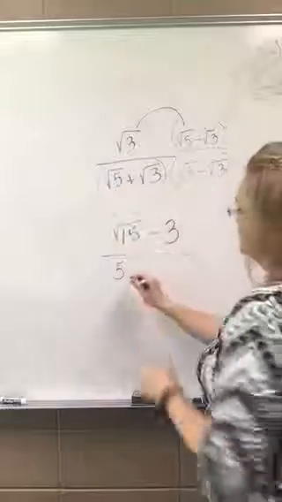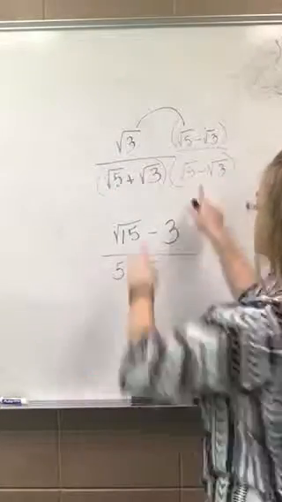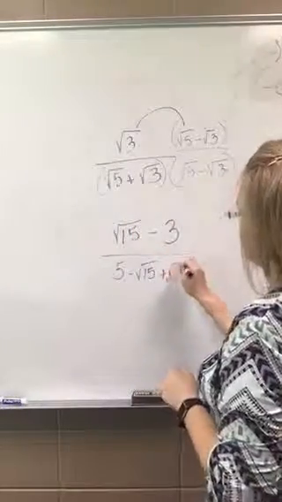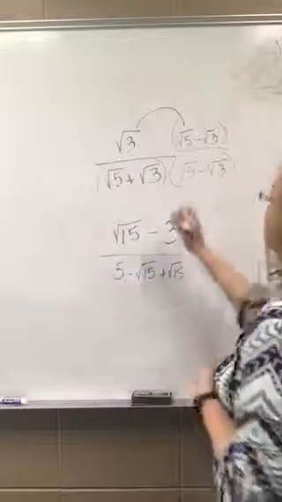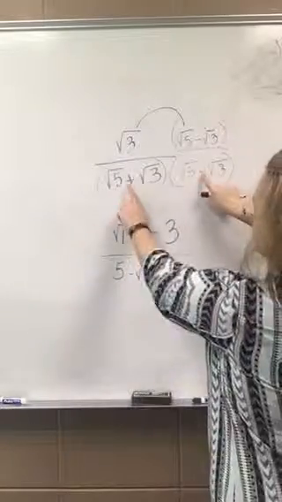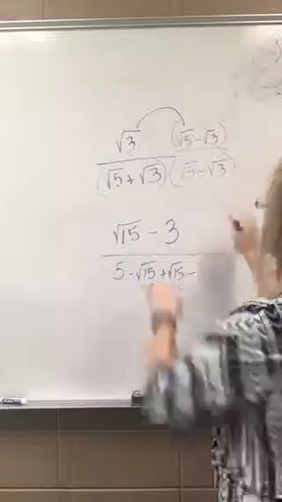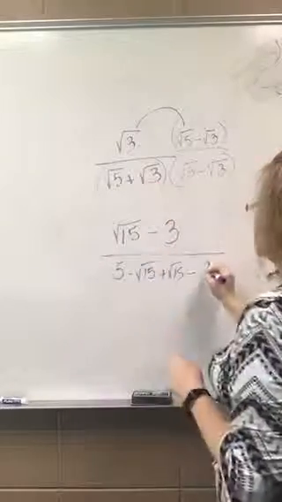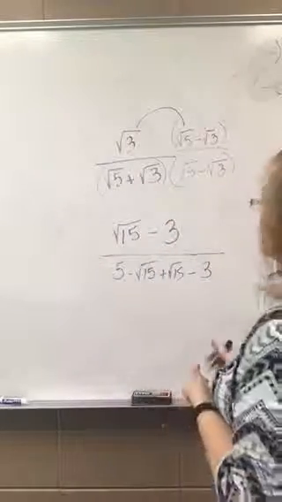The outer will be minus radical 15, the inner will be plus radical 15, thus canceling out. And then the last times last, because the signs are different, is negative. Radical times itself just brings out that number 3.